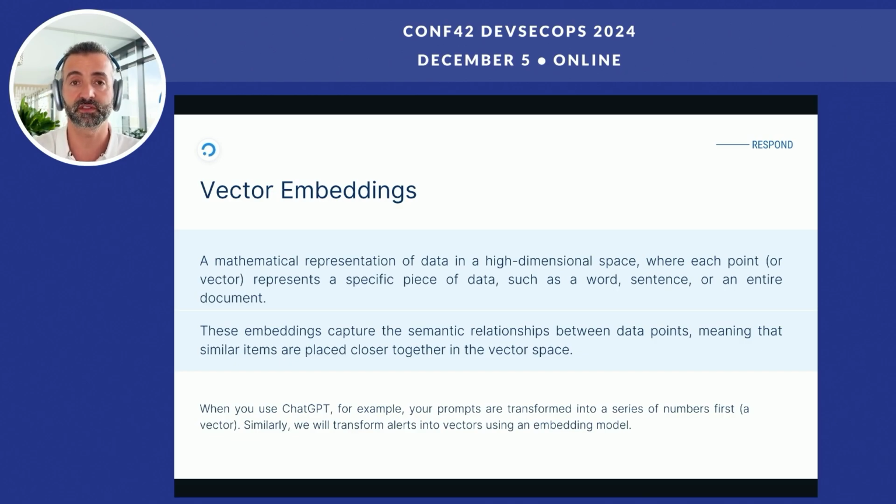The closer two vectors are, and we measure this by using mathematical distance functions, the more likely it is that they refer to the same underlying concept. And these embeddings are used almost anywhere in AI applications. When you, for example, use ChatGPT, your prompts are transformed into a series of numbers first. And similarly, we will also transform alerts into a series of numbers.